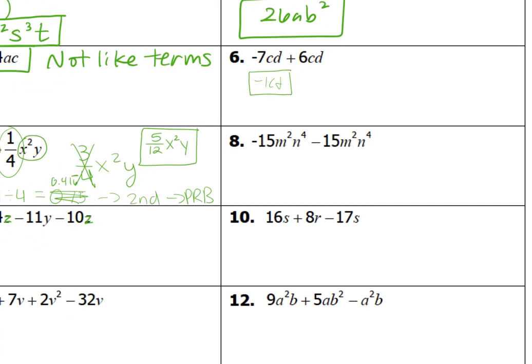Andrew. This is one of those. I walked by and a lot of you told me it was 0 because you were trying to do it in your head, which is fine if you do it correctly in your head. Is that the right answer? Good stuff, Andrew. That is the right answer. -15 minus 15 is a -30. So that's your coefficient. And then m squared n to the 4th.